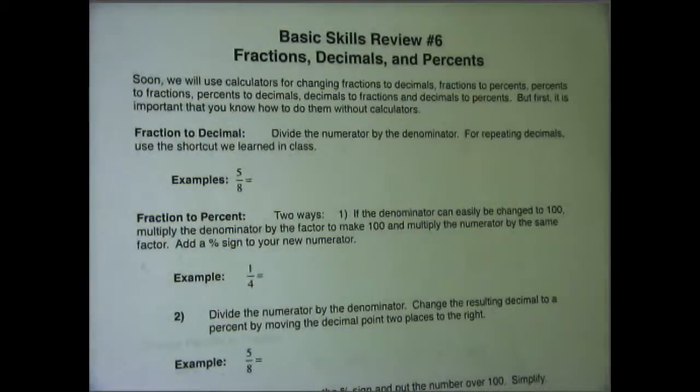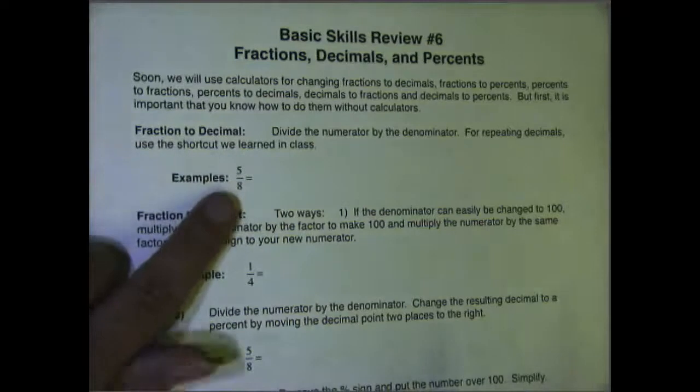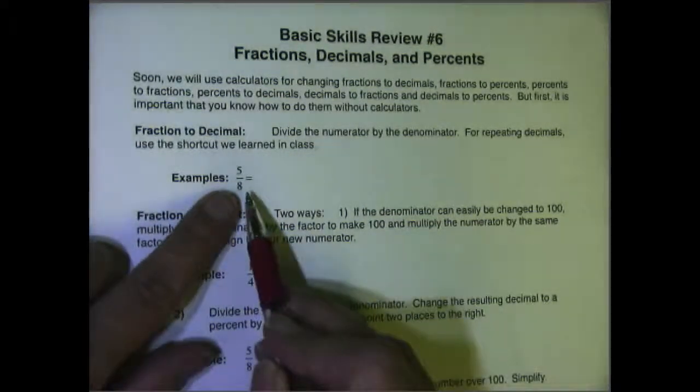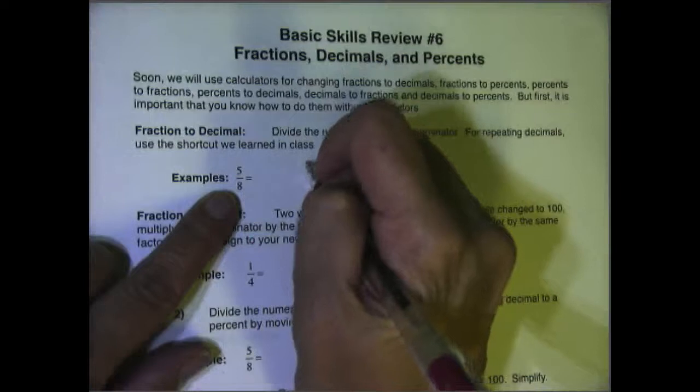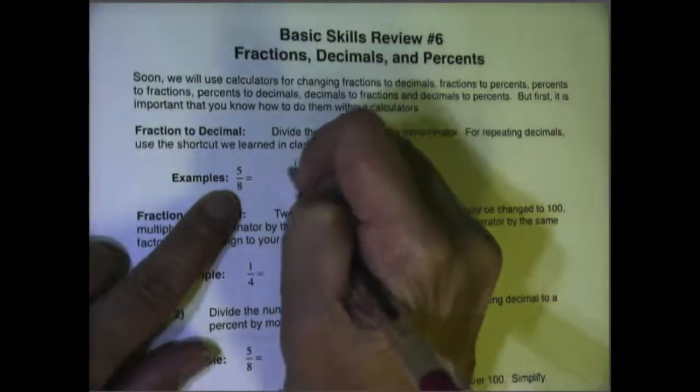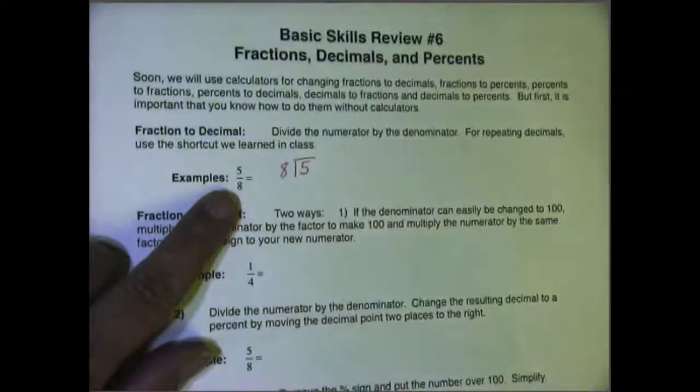To change a fraction to a decimal, we know that you divide the numerator by the denominator. For repeating decimals, you may use the shortcut we learned in class. So let's look at the example, 5/8, or 5 divided by 8 if we read it properly. Remember that the numerator goes inside the box and the denominator goes outside the box.